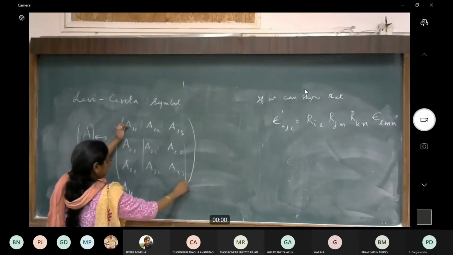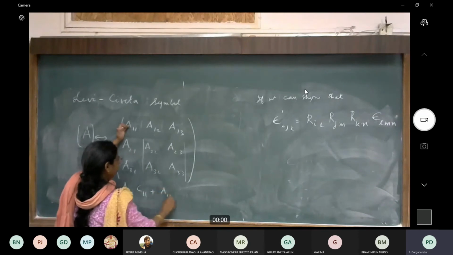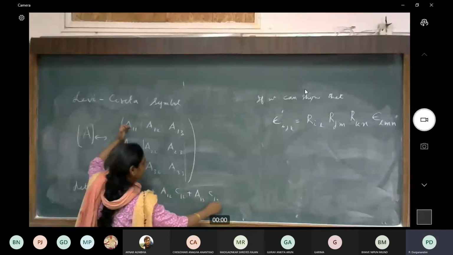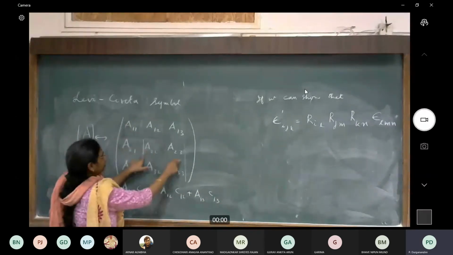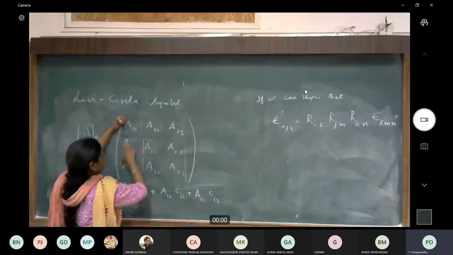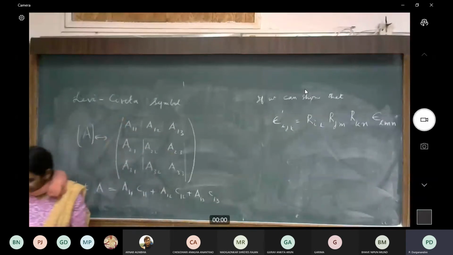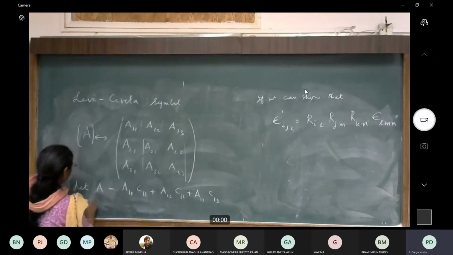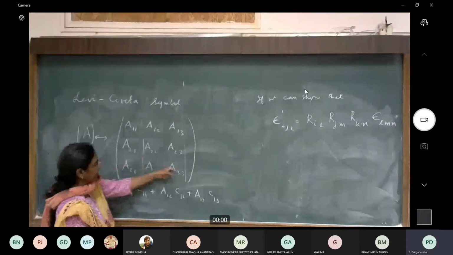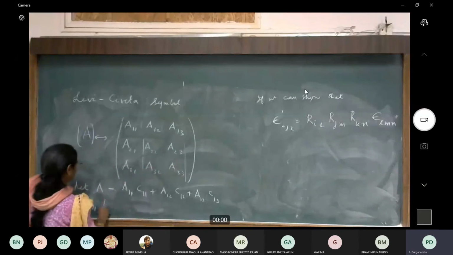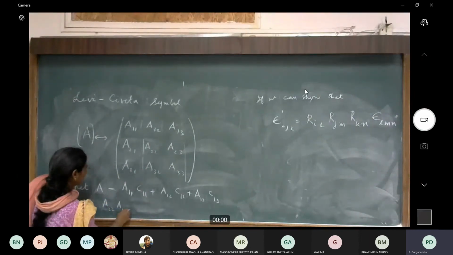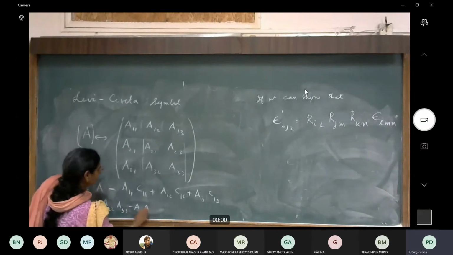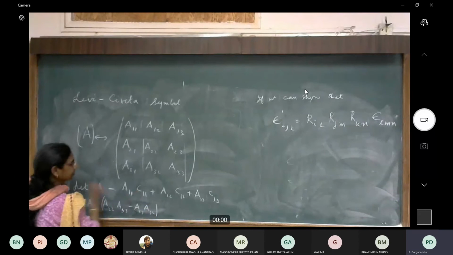So I'll write it like this: A11 C11 plus A12 into C12 plus A13 into C13, where C11 will be this, and C12 will be, to remove this, you will get the determinant of this. So the Cij's are the cofactors. This is going to give me A11 times the determinant of this, which will be A22 A33 minus A23 A32 from the first term.